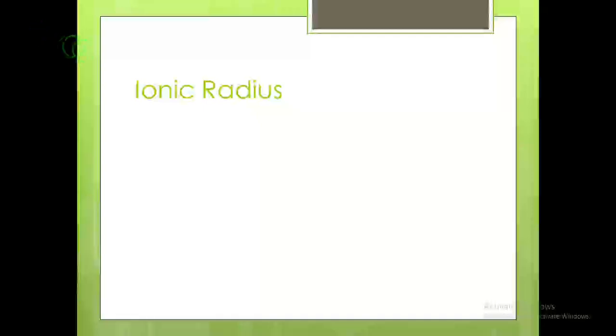Now we talk about the ionic radius. The what? Ionic radius. Now the ionic radius is often confused with the atomic radius. Now what's the difference?